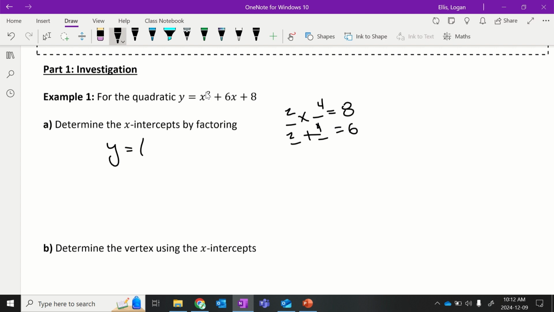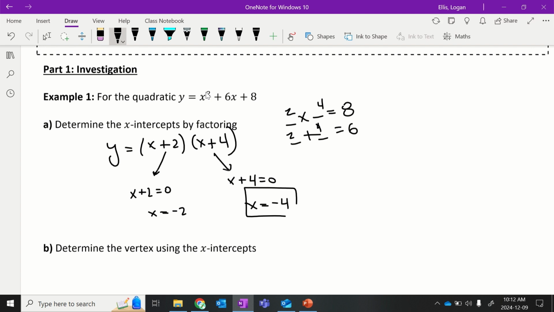So basically, right, we've got x plus 2, x plus 4, and we know it's the opposite, right? So you'd have those 2 points: x plus 2 equals 0, so x equals negative 2 when you bring the 2 across, and x plus 4 equals 0, so you bring the 4 across. The idea is that it's the opposite, right? When you see plus 4, it's minus 4, plus 2, it's minus 2. So those are your two x-intercepts.